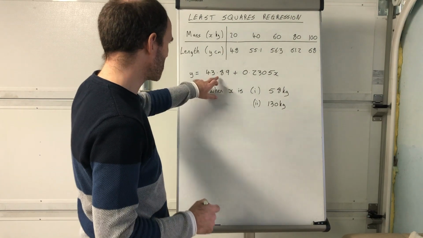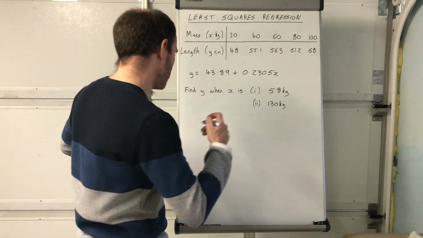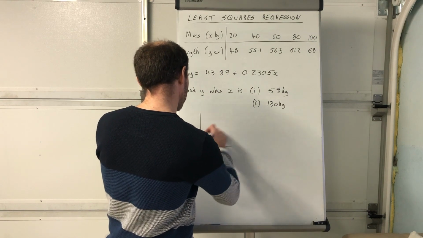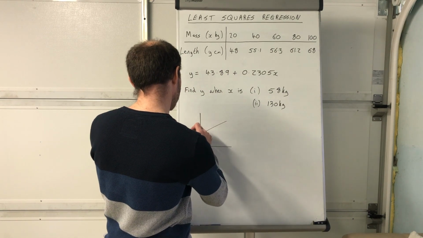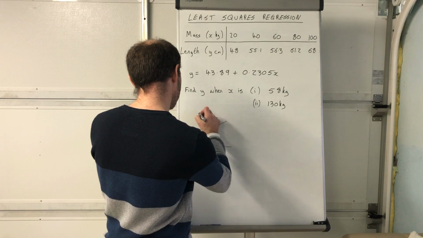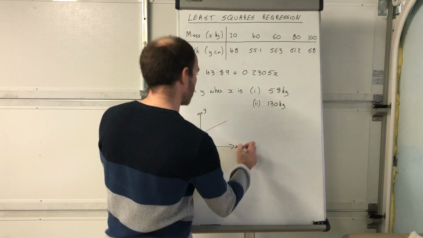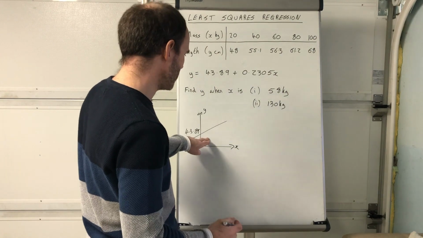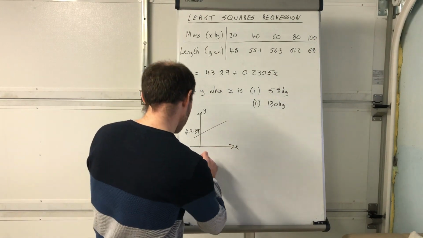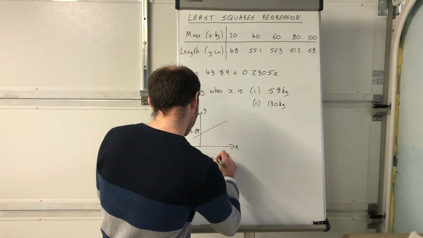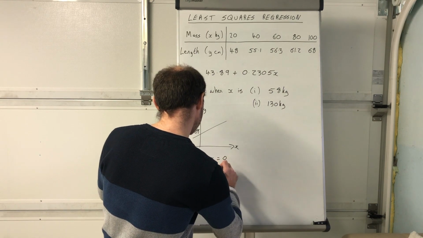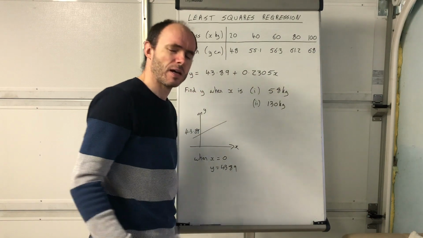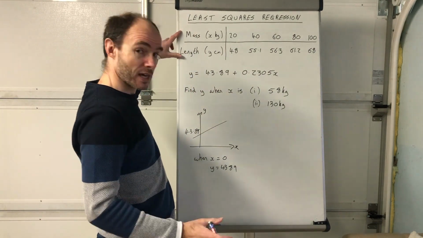So remember we talked about that being a y-intercept. In terms of a sketch, it would look something like this, with a y-intercept of 43.89. That's your y, that's your x, and a positive gradient. So the interpretation here is when x is 0, then y is equal to 43.89. Interpret it in terms of the context.